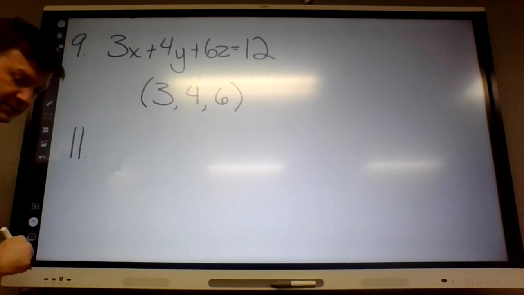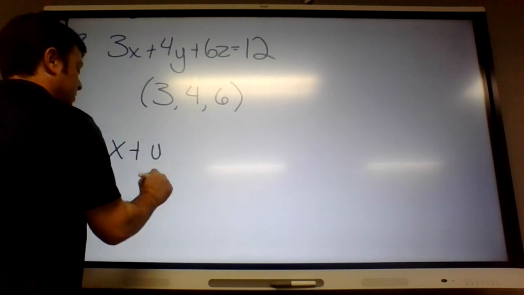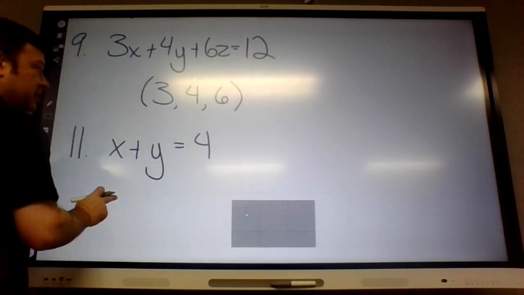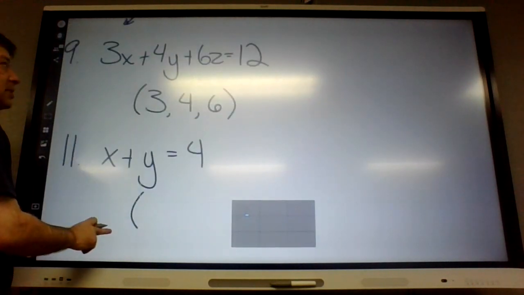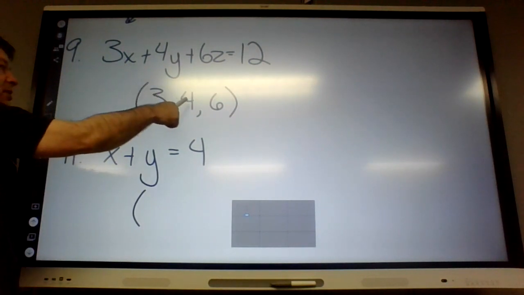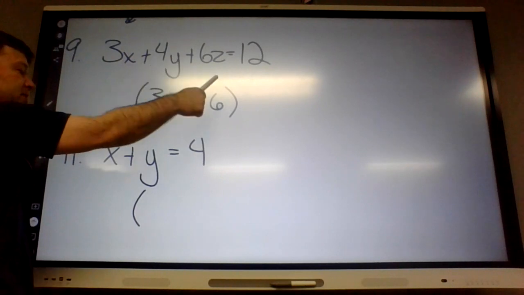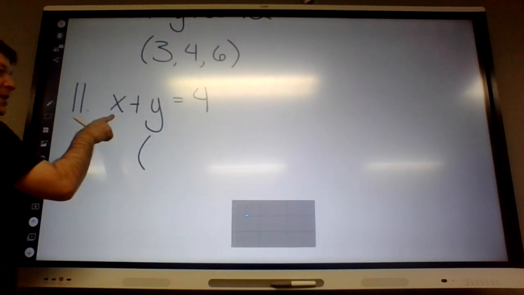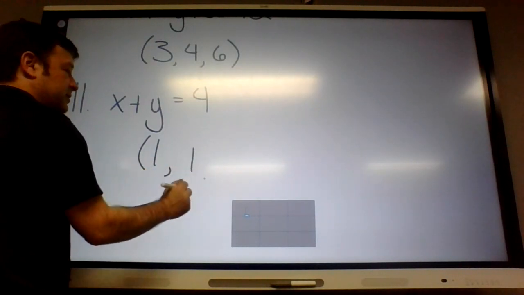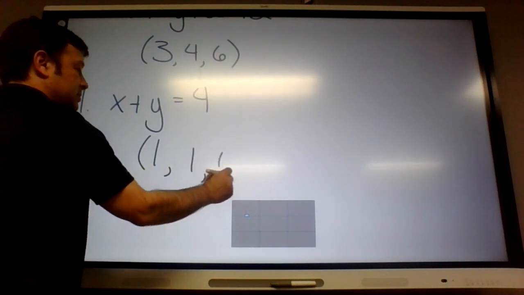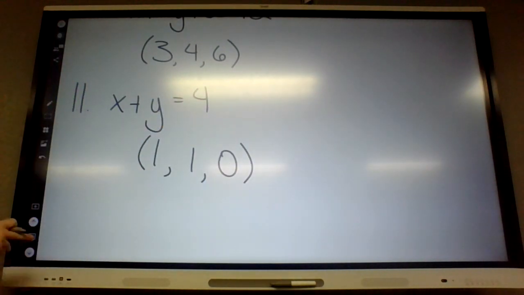Number 11 just says x plus y equals 4. So what do you think that perpendicular vector is going to look like? Notice I just used the coefficients for x, y, and z, right? What's the coefficient for x here? 1. What's the coefficient for y? 1. What's the coefficient for z? 0. There's no z in there, so just 1, 1, 0.